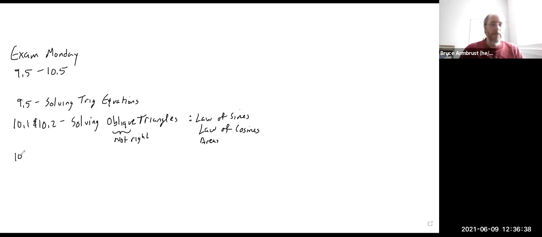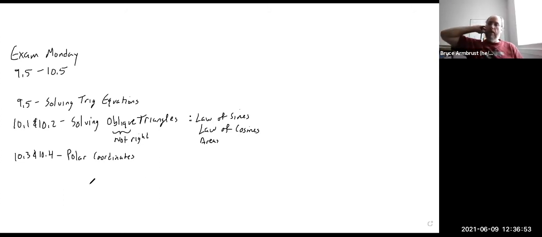Okay, so then 10.3 and 10.4, those also lump together. Those are the polar coordinates. I think 10.3 is the introduction and how they work, and then 10.4 is drawing the graphs of them. So they just blend together there. The important things to remember for polar coordinates are the conversions.